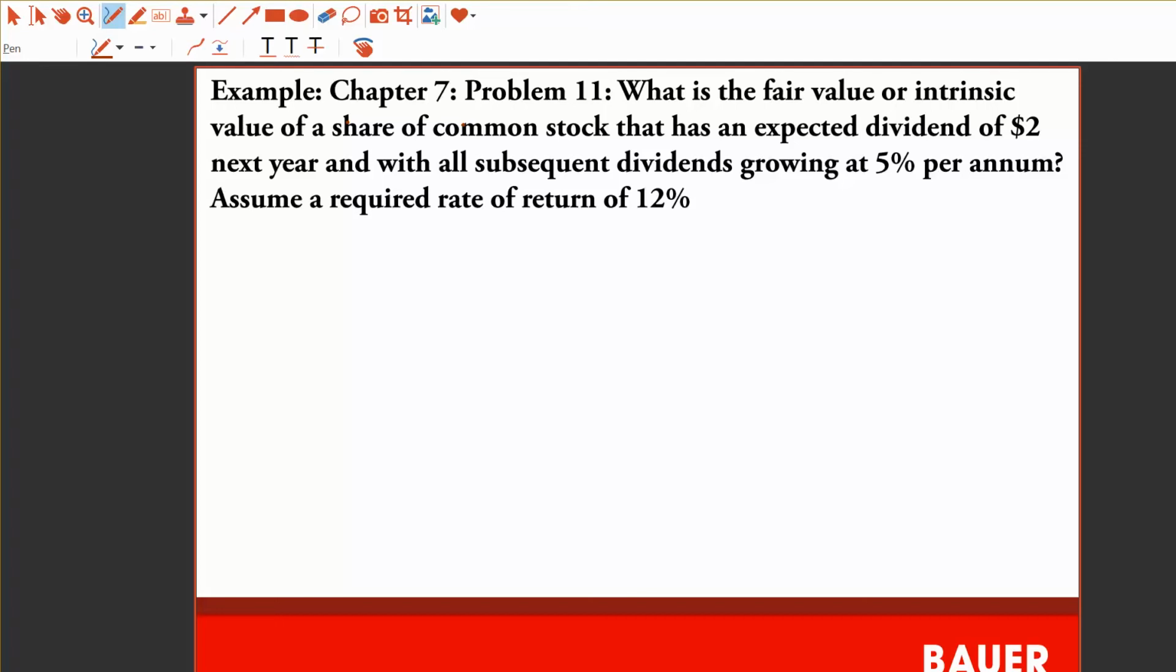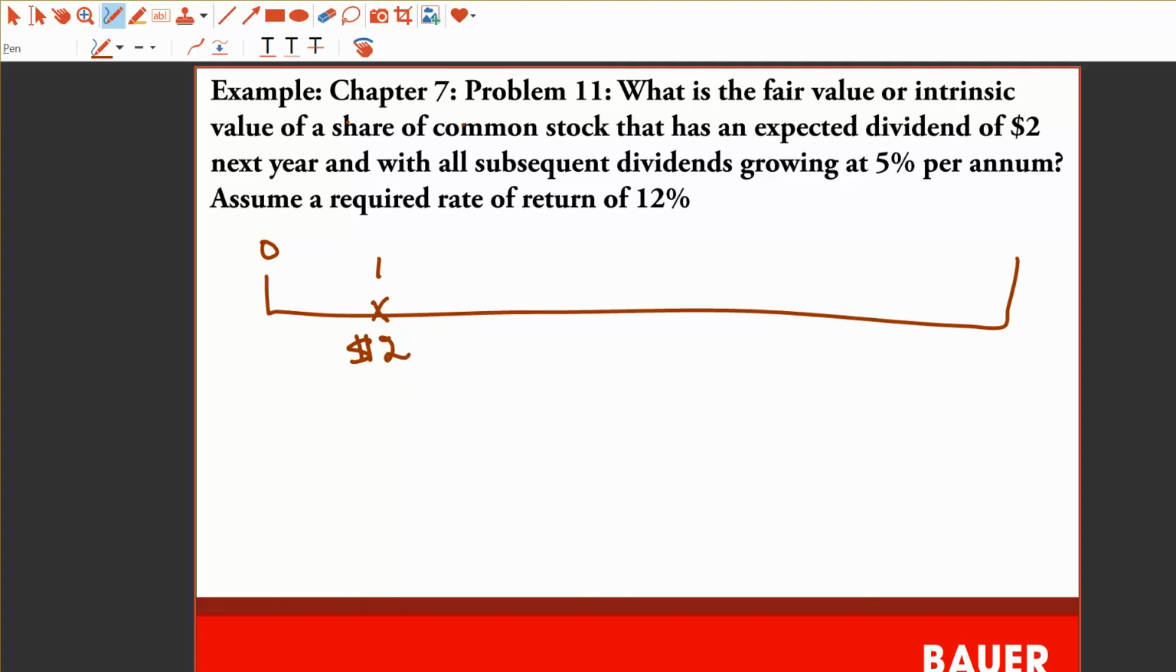In terms of a timeline, let's say this is time 0. At time 1, your dividend is going to be $2. In year 2, the dividend is growing at 5%, so this second dividend will be 2 times 1.05. That's growing at a 5% rate, so that's about $2.10. That is your next dividend in year 2.